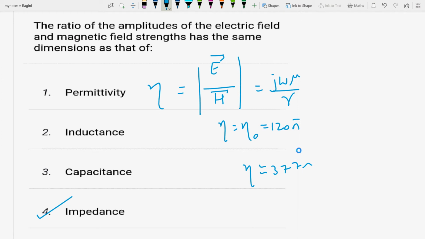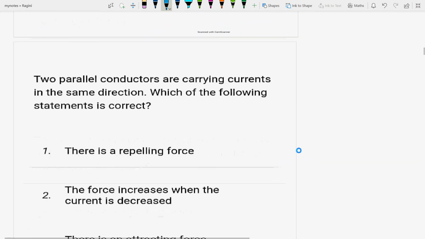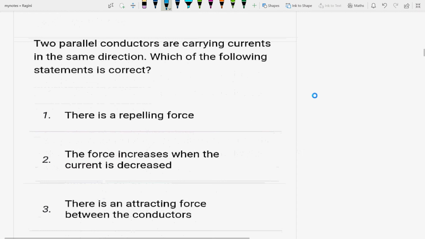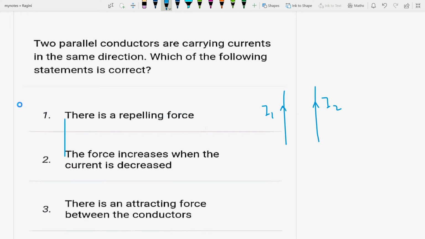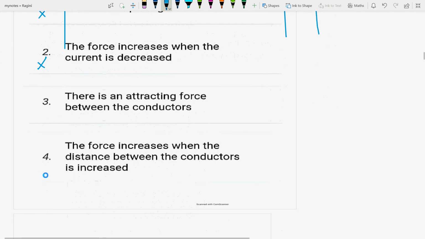Okay, next question is, two parallel conductors are carrying currents in the same direction. Okay, supposing these are the two parallel conductors, they are carrying currents in the same direction. Which of the following statements is correct? There is a repelling force. No, the first option is wrong. The force increases when the current is decreased. No. There is an attracting force between the conductors. Yes.